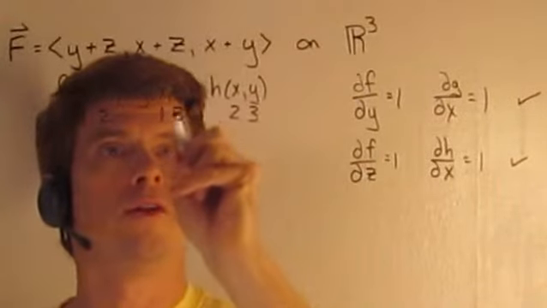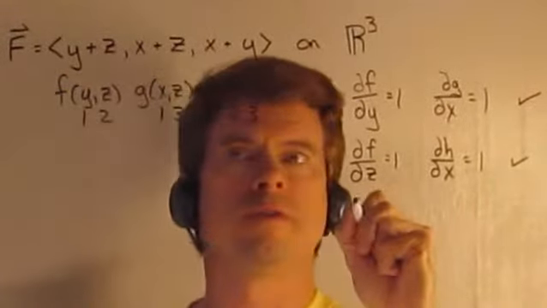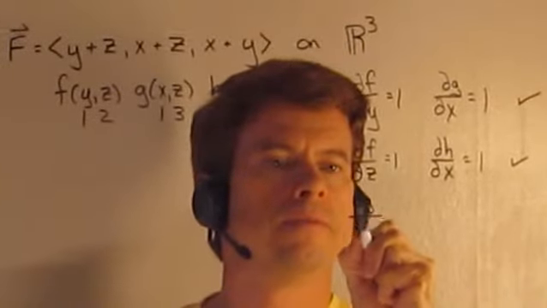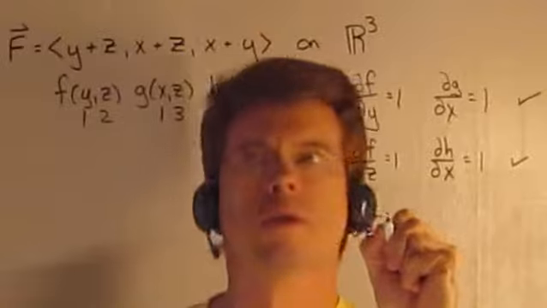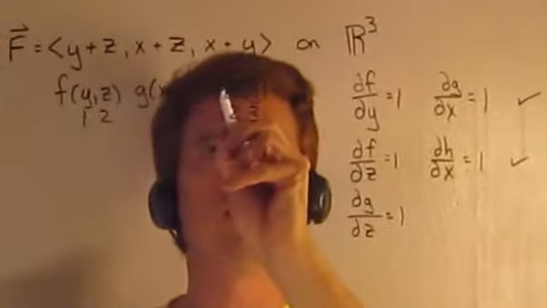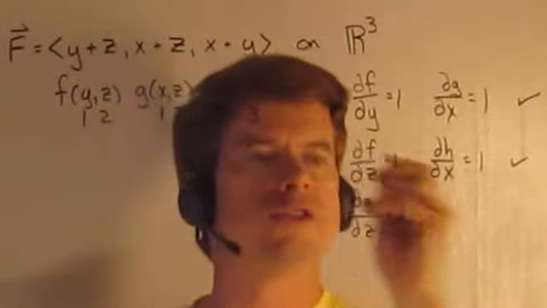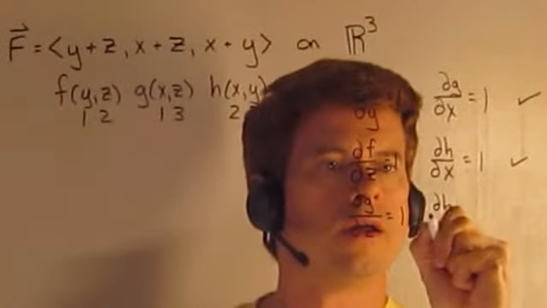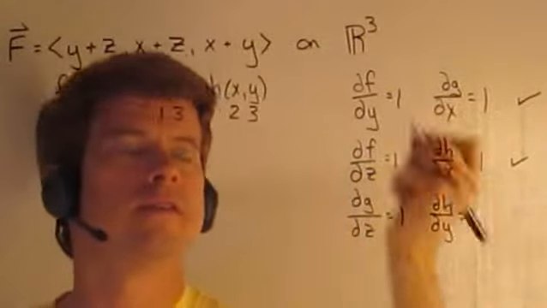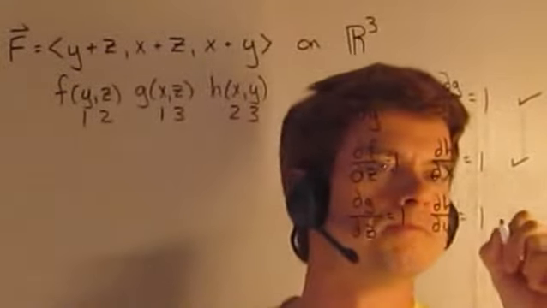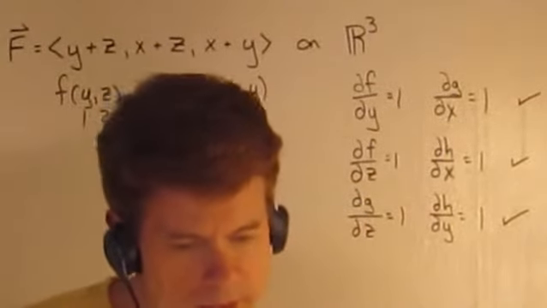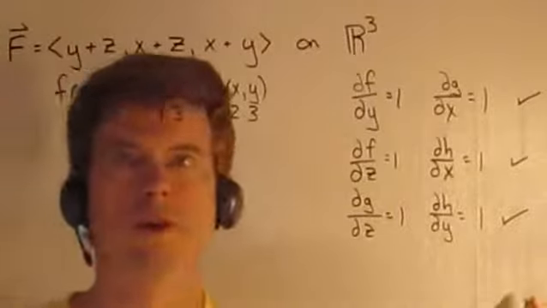And then our third one, we have the partial derivative dg dz, and that is also 1. And finally, 3, we have dh dy, and as we can see, that also is 1. So, since this checks out as conservative, our next step is to determine the potential function.